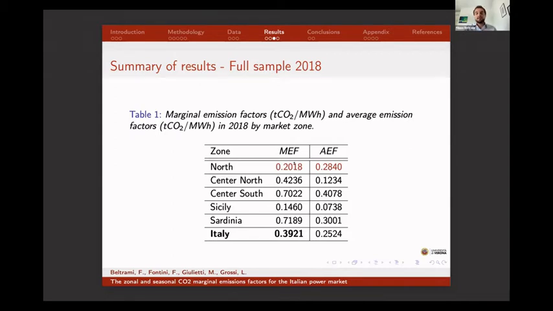We claim that the MEF is lower than the average factor because there's a sufficiently high level of integration between renewables and hydroelectric pumped storage power plants that are widely distributed in the northern area of Italy because of the Alps and the geographic configuration of this area. So the installed type of power plants explain the result of the marginal emission factors.